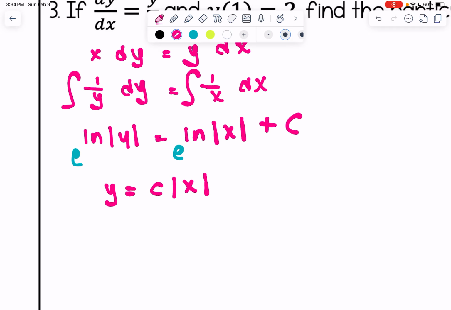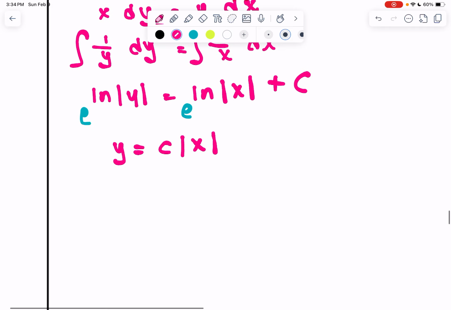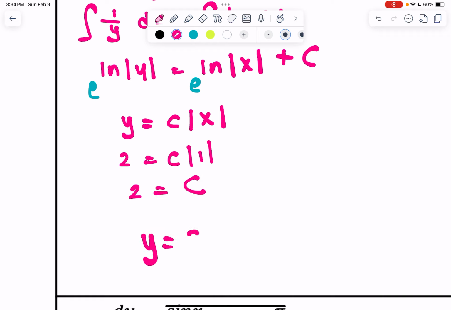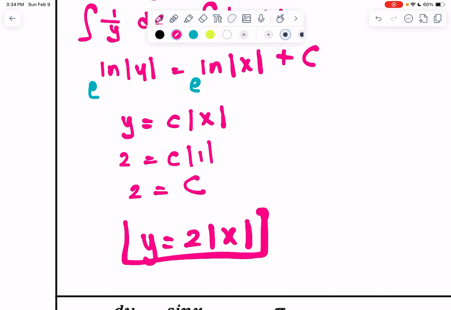When I plug in my point, so my point in this problem is (1, 2), you're going to see that we get 2 equals c. So let's put that all together, and our equation is y equals 2, absolute value of x for our particular solution.